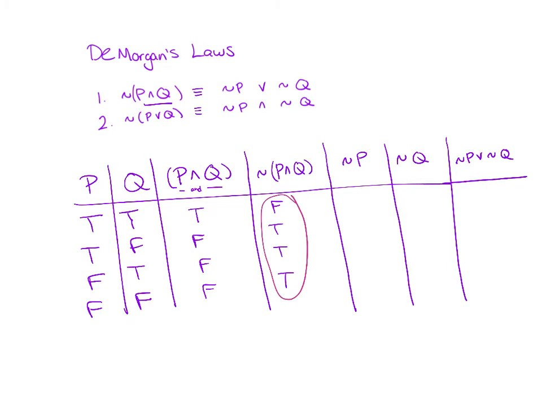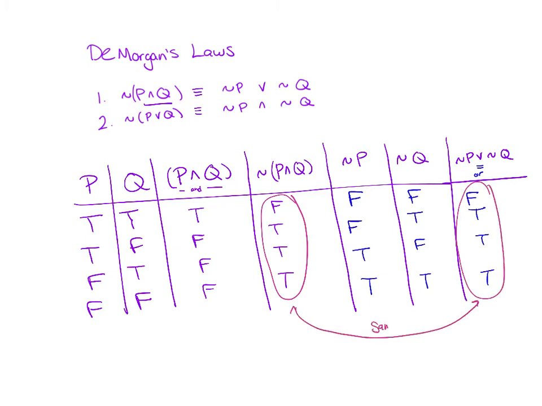Let's look at the other side. Got not P, so that's false, false, and then true, true. Not Q, negate that, false, true, true. And now I'm doing an or, so that's going to be true as long as either one is true. And I can see from these two columns here, these are the same. Therefore, my two statements are logically equivalent. I'll leave the other one for you guys to work on, but if you work through that, you'll also see that those two statements are logically equivalent.